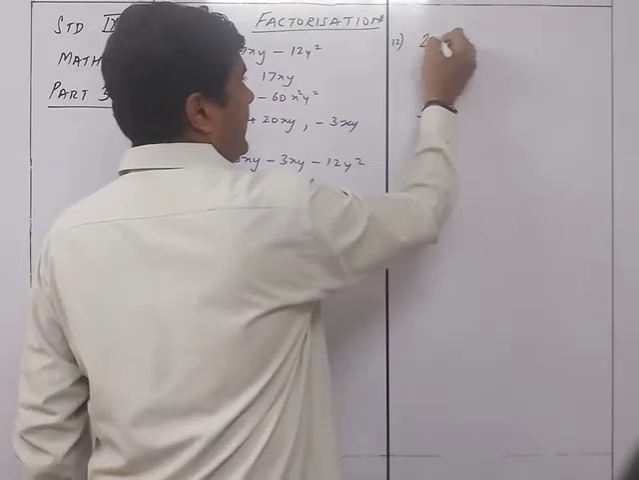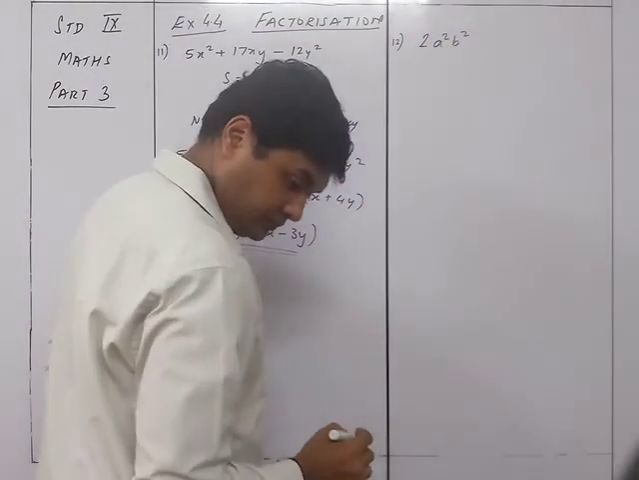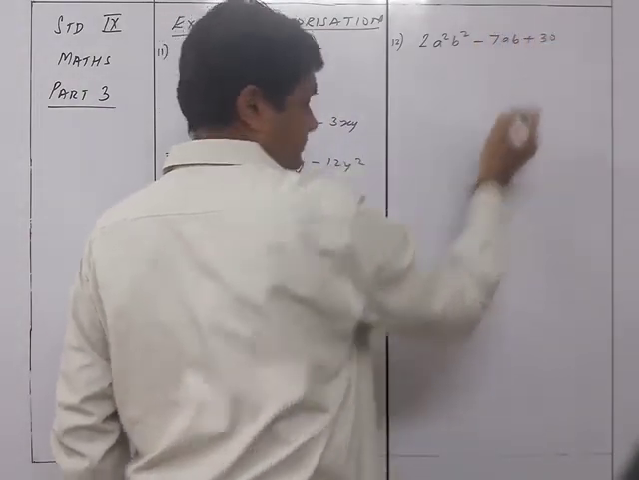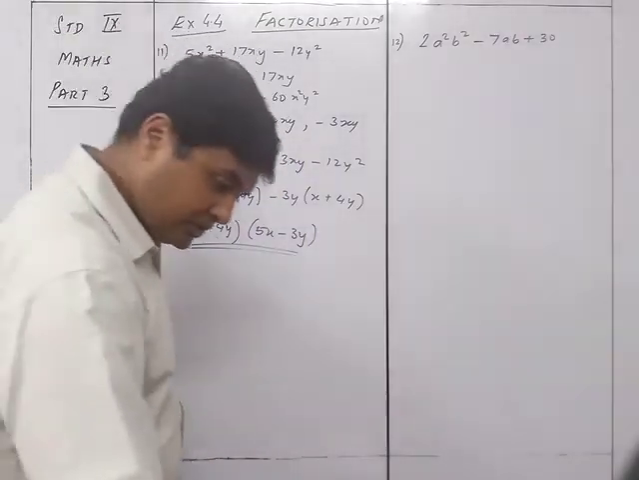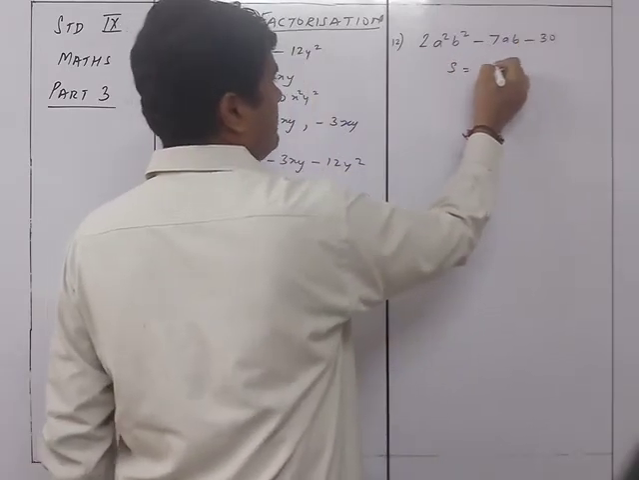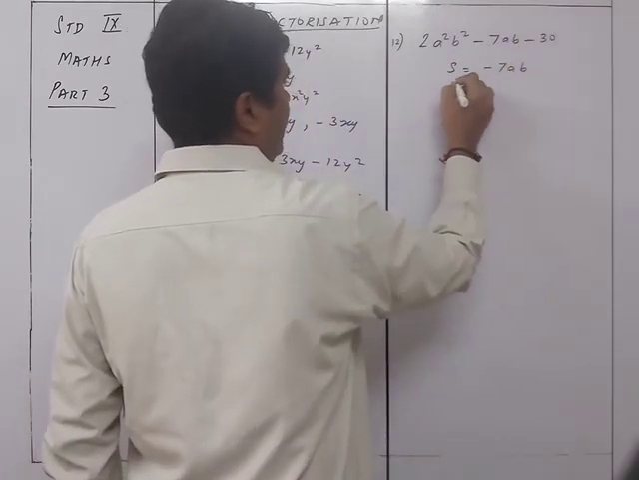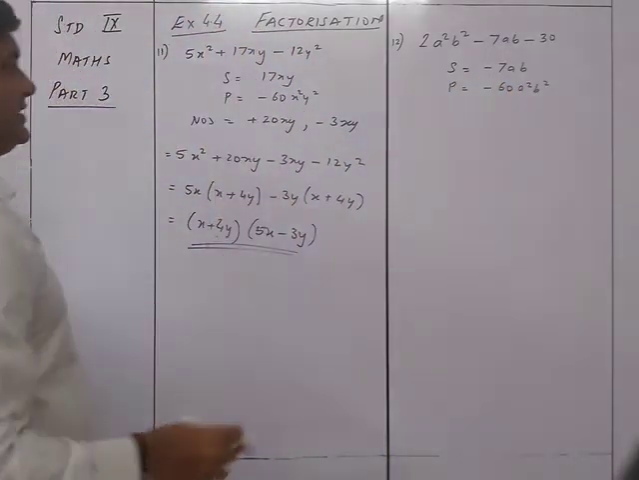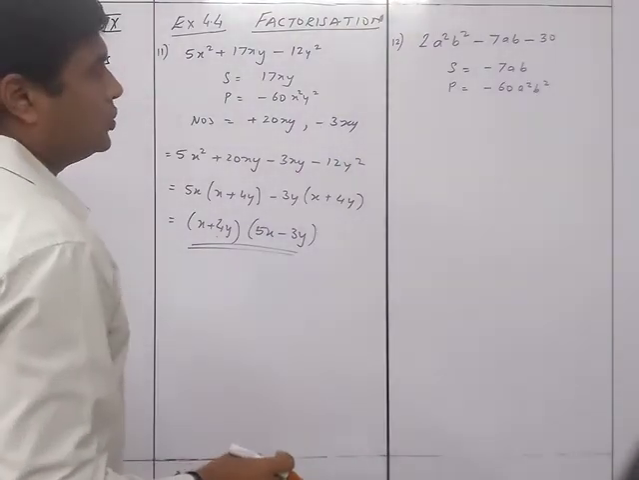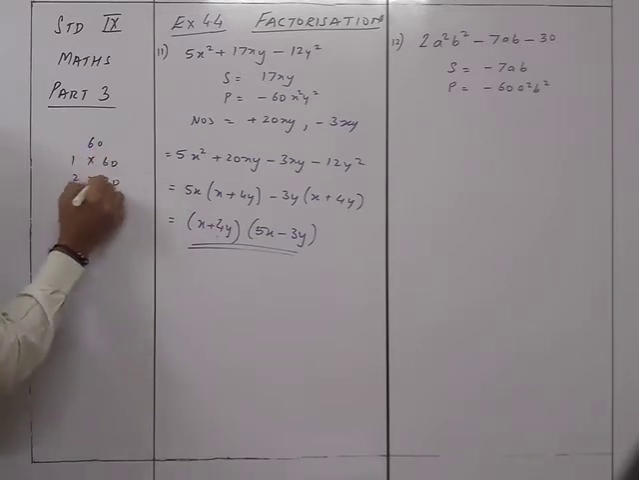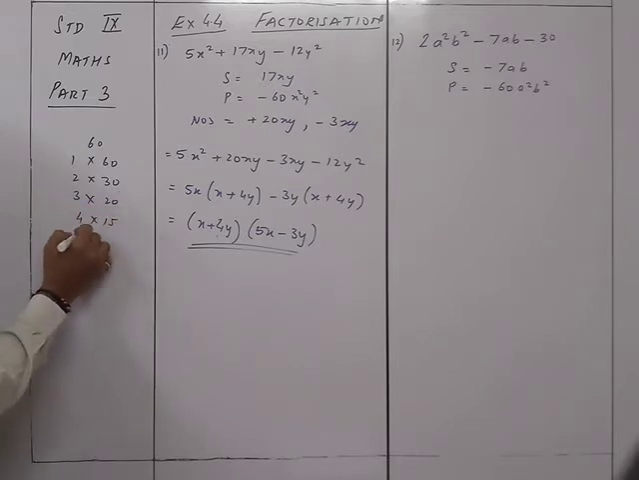It is 2a square b square minus 7ab plus 30. Just check up. Sorry, minus 30. So the sum is equal to minus 7ab and the product is equal to minus 60a square b square. So we just see the same thing again. 60, so that will be 1 into 60, 2 into 30, 3 into 20, 4 into 15, 6 into 10.